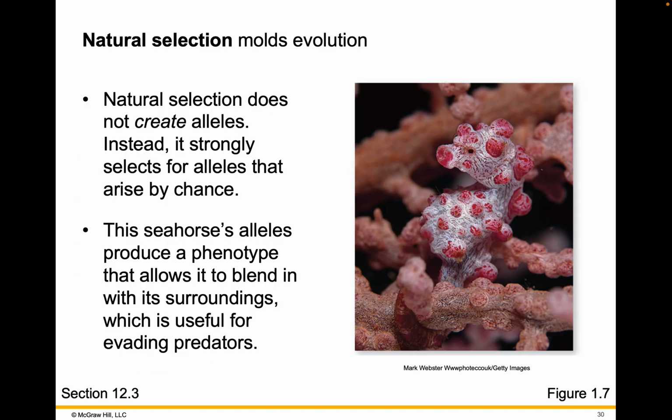All right, so natural selection molds evolution. Natural selection does not create alleles. Instead, it can strongly select for alleles that have already arisen by chance. There has to be genetic variation. There has to be more than one allele for a trait in a population in order for natural selection to have any effect. For example, this seahorse's alleles produce a phenotype that allows it to blend in with its surroundings, which is useful for evading predators.